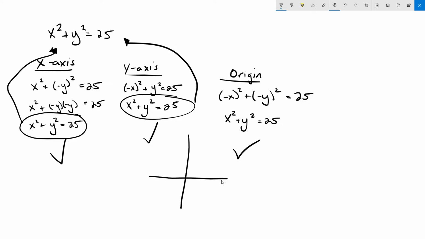So it's important to not stop either. If you find symmetry with the x-axis, you don't want to just stop and say, oh, well, it's probably just going to have one symmetry. You got to test all of them, right? Because you're never certain. And you always want to confirm by graphing in your calculator, right?